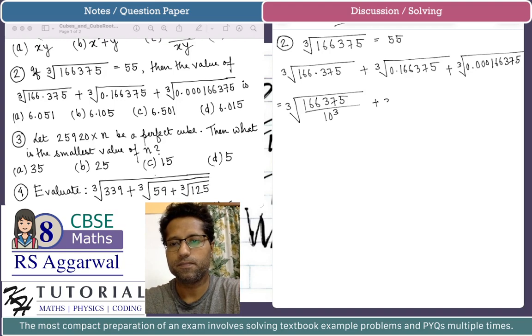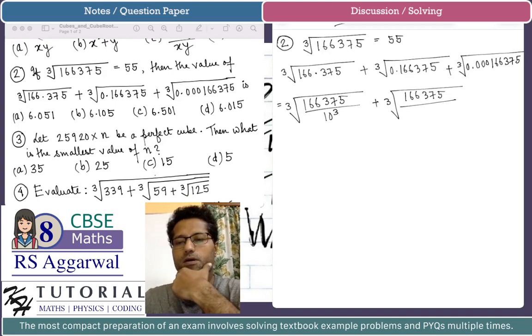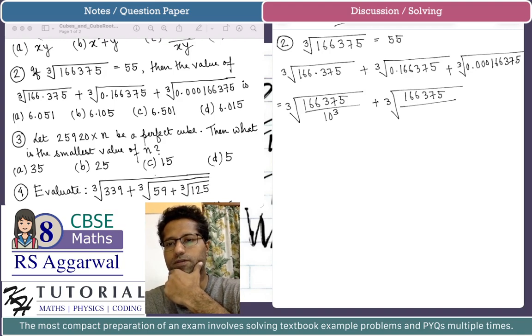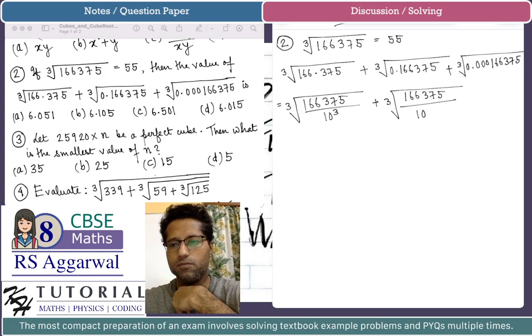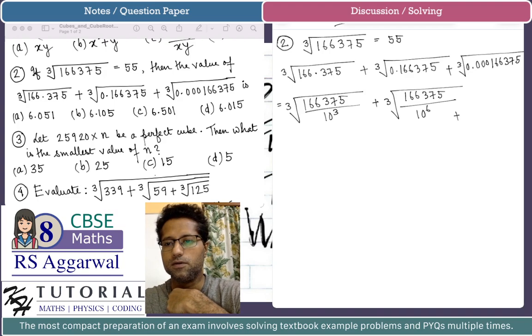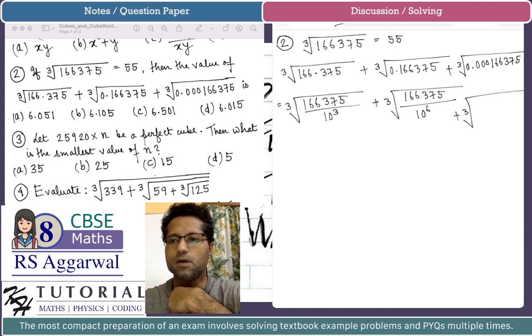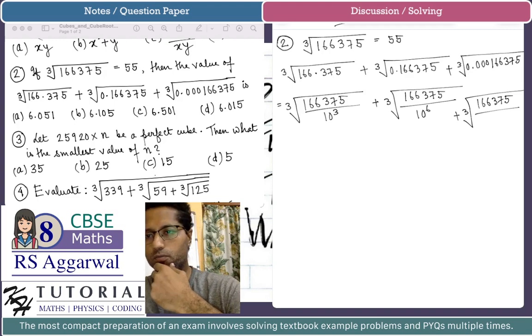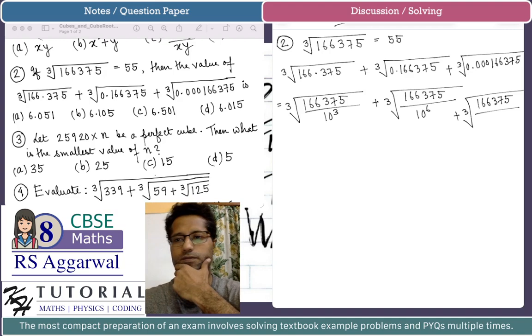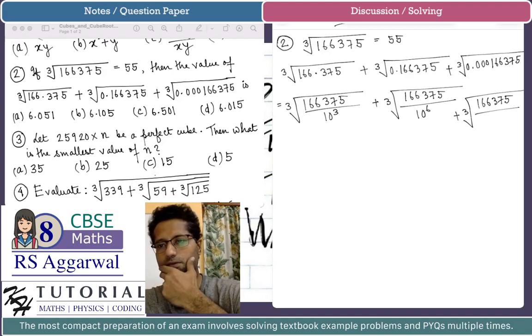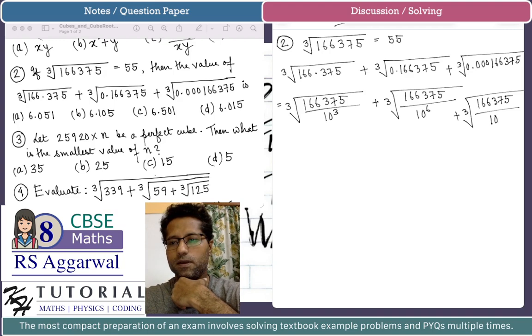Similarly, the second term will be 166,375 divided by, the decimal number is 0.166375, where the decimal places is 6. So it will be divided by 10 to the power 6. The third term similarly will be 166,375 divided by, the decimal number is 0.000166375. The decimal places is 9. So it will be 10 to the power 9.